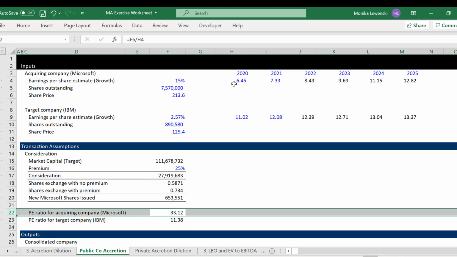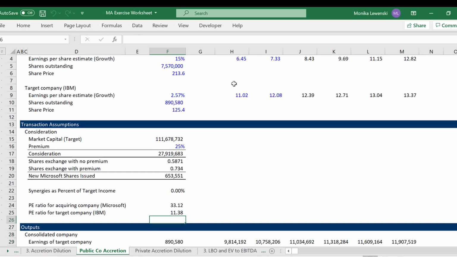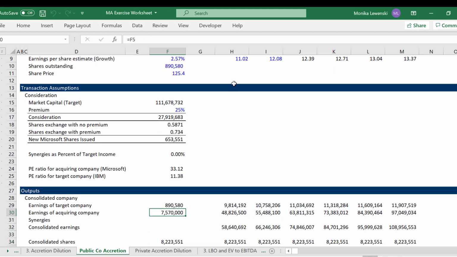Because I need to add something like this, I'll put synergies as percent of target income, something like that. You could make any kind, but I'm going to make sure that it's 0, Shift Control P. Okay? Now, we're not using this PE ratio at all. But when we measure the stock price of Microsoft and the stock price of IBM, we get a very, very different PE ratio.